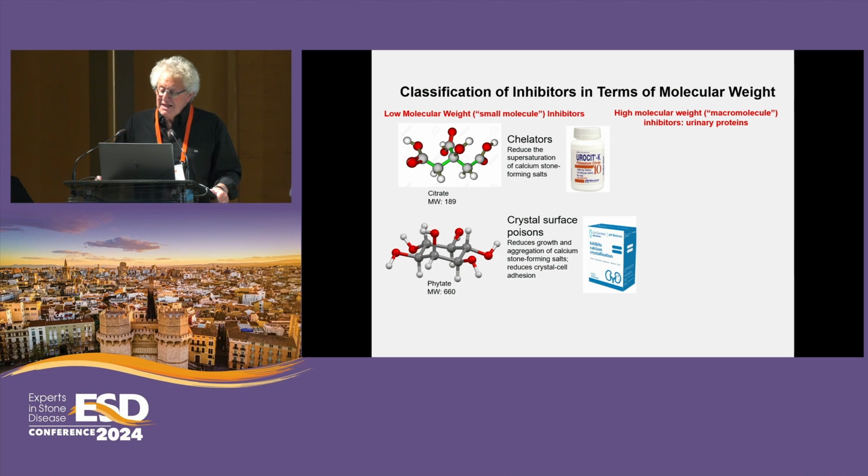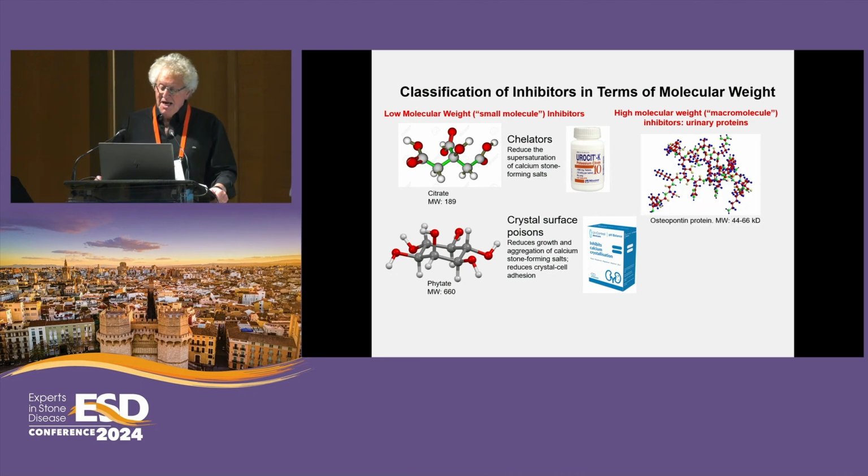And then there's the high molecular weight, the macromolecules, and this is mainly a class that's populated by urinary proteins. This is a well-known one, osteopontin. Obviously, for this discussion, the details of the structure is not important. It's just to show us the complexity, and that's 44 to 66 kilodaltons. A kilodalton is 1,000 times bigger than the molecular weight that we report for smaller molecules. I'll show that in a moment.